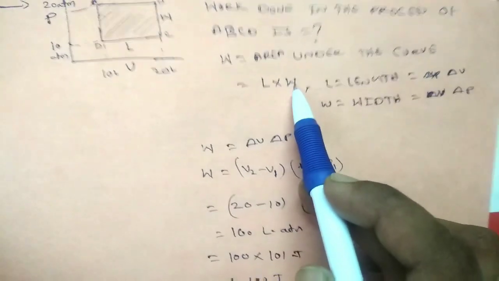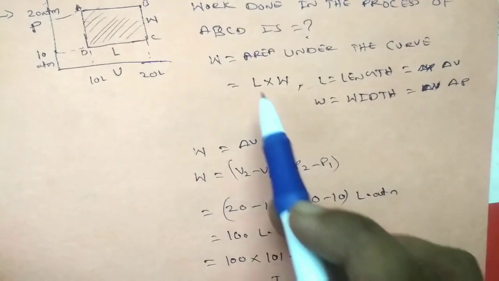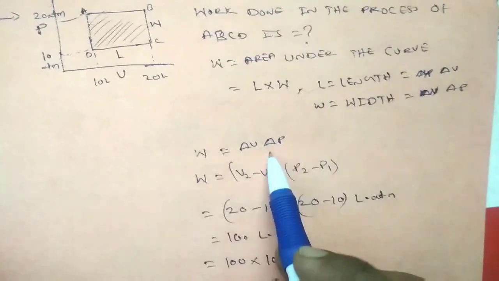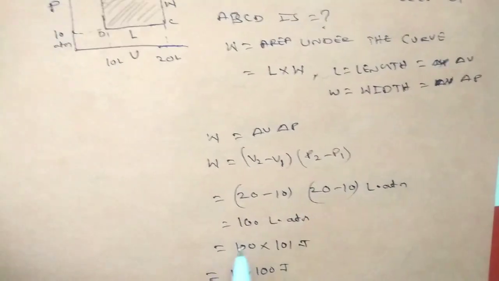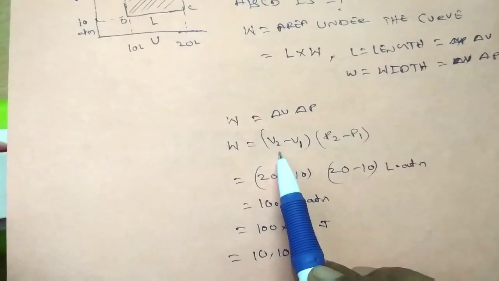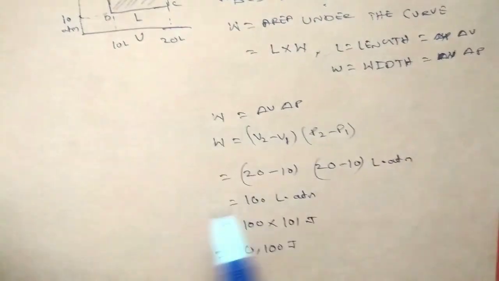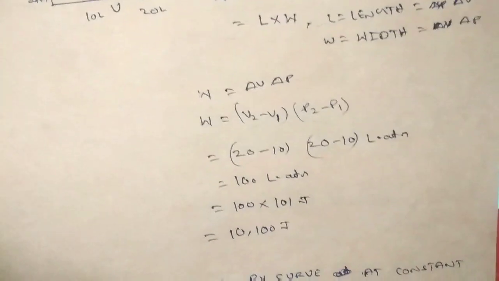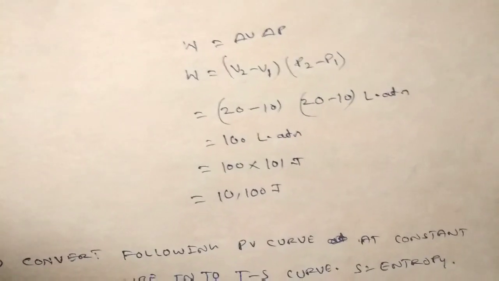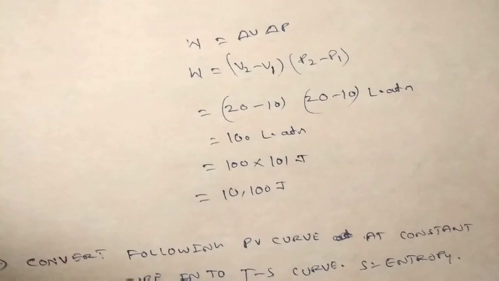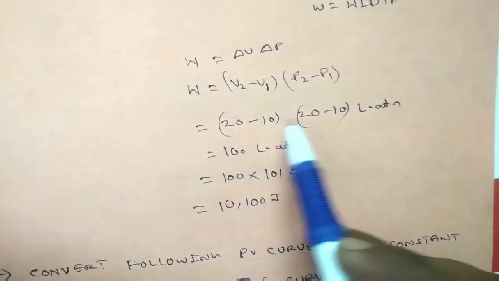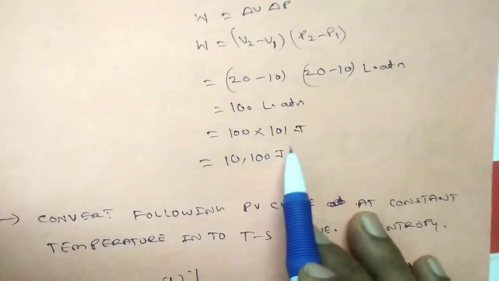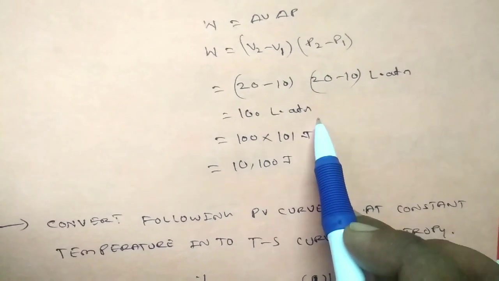So work done equals length into width. Length equals delta V, width equals delta P. So delta V means V2 minus V1, delta P means P2 minus P1. V2 is 20, V1 is 10. In the same manner P2 is 20 and P1 is 10. For pressure the unit is atmosphere, and for volume, liter. Got it? If you calculate, you will get 100 liter atmosphere.